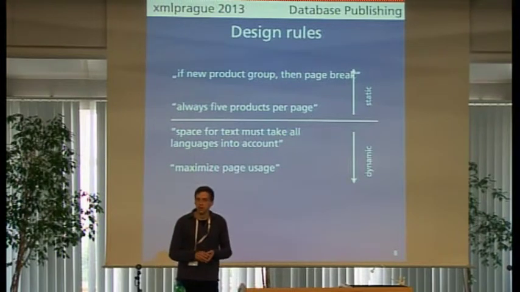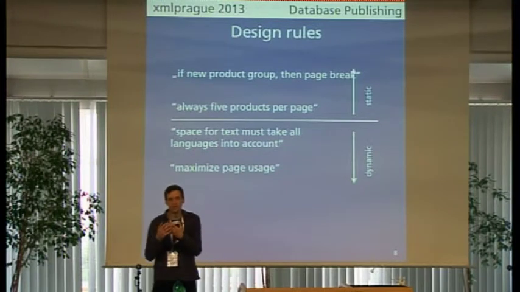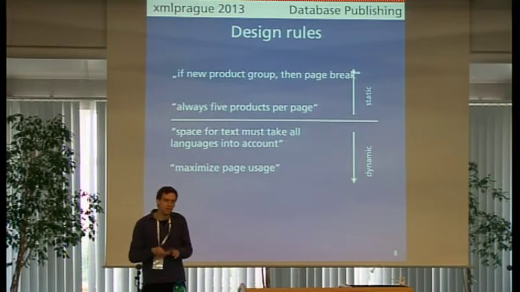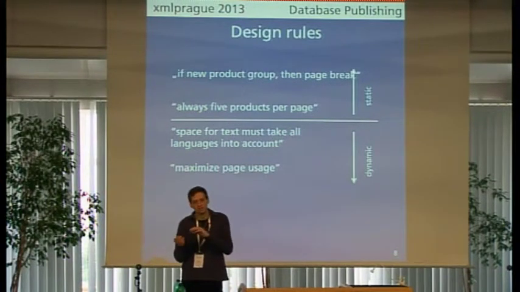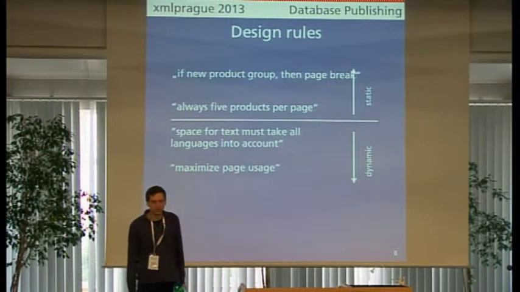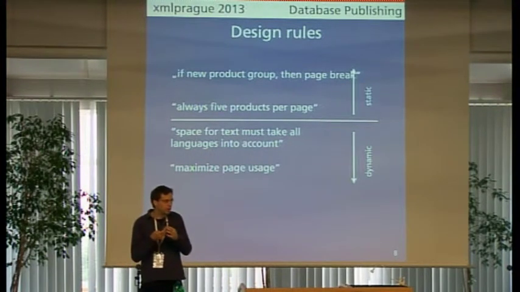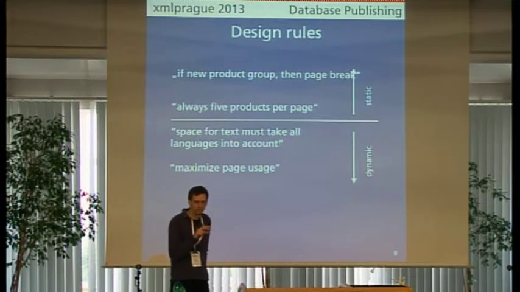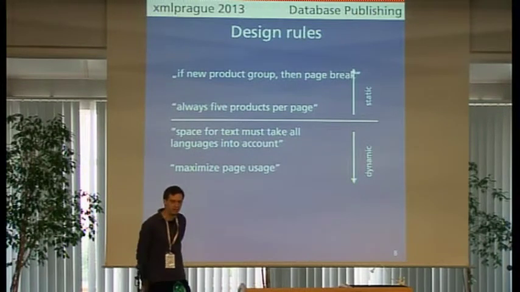How big is the text? What space does it take? Does it fit on the page? We need to really talk to the renderer. And we need to decide with an if-then-else clause like: if it fits on the page, then do this, unless this and this happens. So there needs to be a very close communication between the layout instruction and the renderer in the second case, the dynamic design rules.